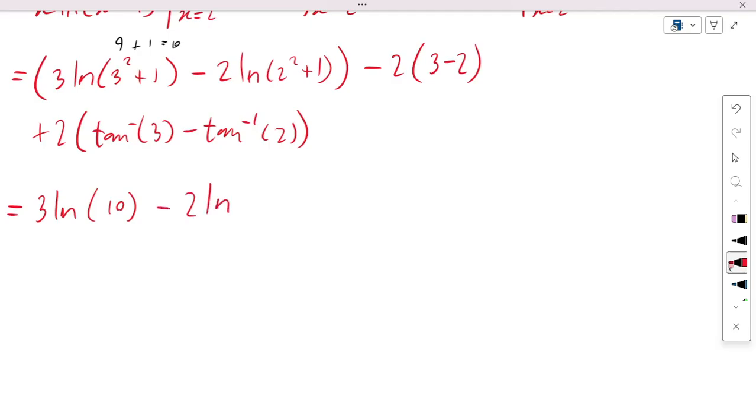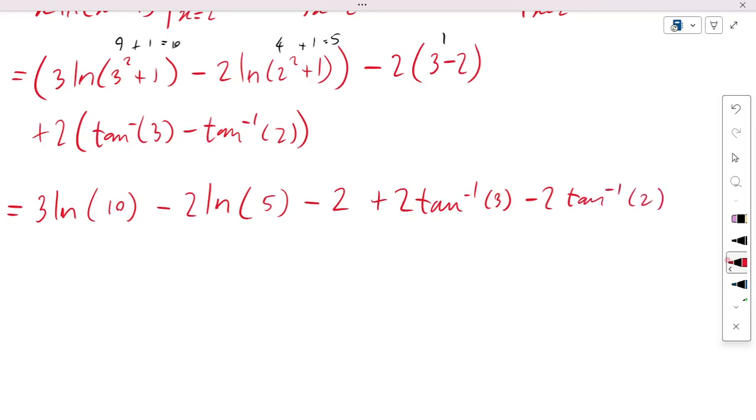Minus 2 into the natural logarithm of, we can see this is going to be 4. 2 squared is equal to 4 plus 1, that's equal to 5. So we're going to have the natural logarithm of 5 over here. Minus, we know that 3 minus 2 is equal to 1, meaning we're just going to have minus 2. This is going to be plus 2 into arctangent over here. We can't really evaluate this right now. So we're going to take the 2 in: arctangent of 3 minus 2 into arctangent of 2. So this is what we have right now.